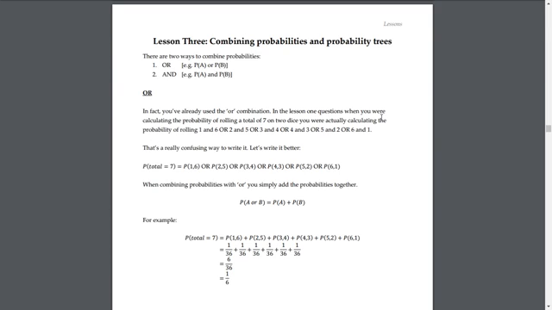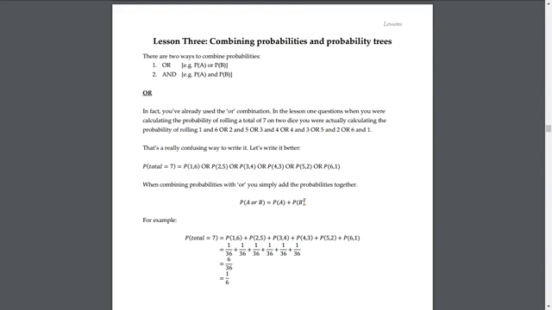So the way that we wrote it up there, that's a confusing way of writing it. We can write it down better by saying P(total is 7) is P(1 and 6), or P(2 and 5), so on and so on. It's the same thing, but it's a lot clearer to read. And when combining probabilities with OR, you simply add the probabilities together. So P(A or B) is P(A) plus P(B).